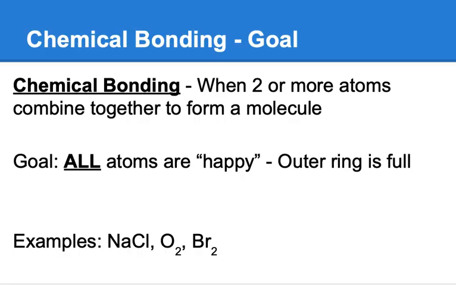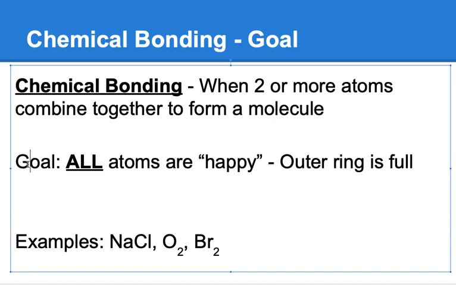But before we do that, just a recap, right? Just a review of why we chemical bond. Remember, it's the idea that all atoms want to be happy, right? And what that means is the outer ring is completely full. So last week we talked about the idea that ionic bonding was the giving and taking of electrons, right? One of the atoms gives away its electrons to get to zero, and the other atom takes electrons to get to eight, right? Both ways do exactly this, which is to get all the atoms happy, all right?